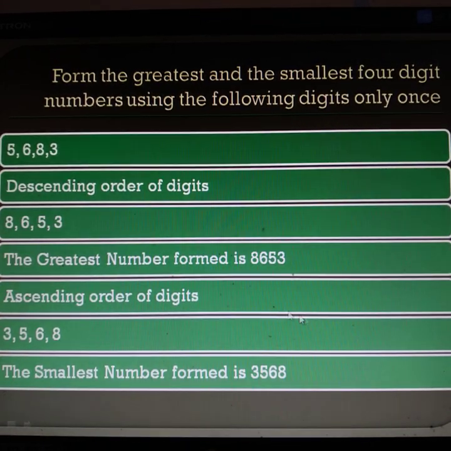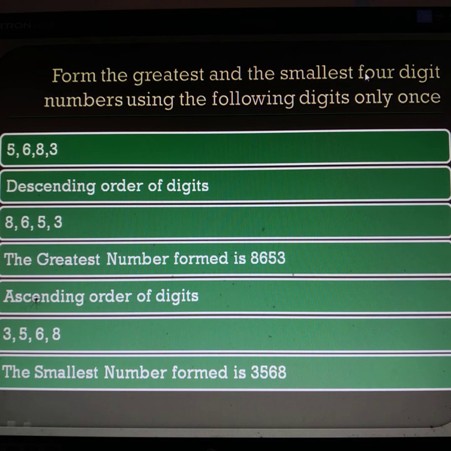Let us see examples. The question is: form the greatest and the smallest 4-digit numbers using the following digits only once. We have to use each digit only once. So it may be 3 digits, it may be 2 digits, it may be 5 digits, so we have to understand here. Now the digits given are 5, 6, 8 and 3. 4 digits are given and we have to use each digit only once, no repetitions, and we have to form the 4-digit greatest number and smallest number.